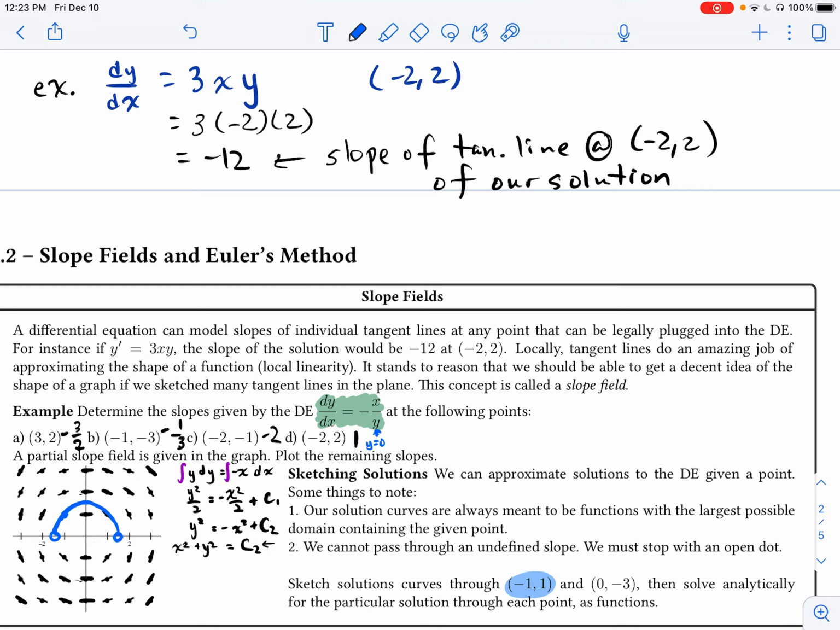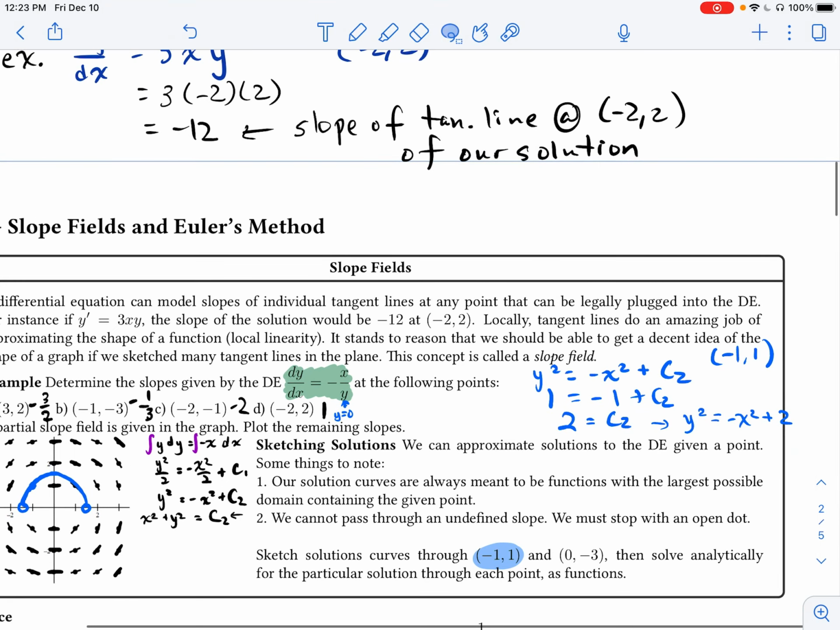If I go back and I take this equation, y squared is equal to negative x squared plus c sub 2, and I plug in the point negative 1, 1 for my x and y, I get 1 squared, which is 1, negative 1 squared, which is positive 1, but I make that negative, so that's c sub 2. So c sub 2 here is equal to 2. So I can then write my equation as y squared is equal to negative x squared plus 2.